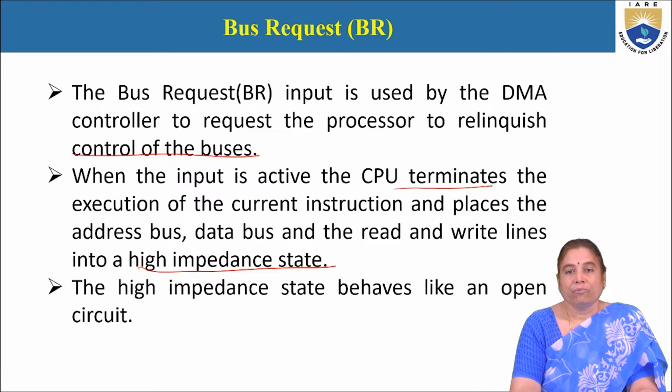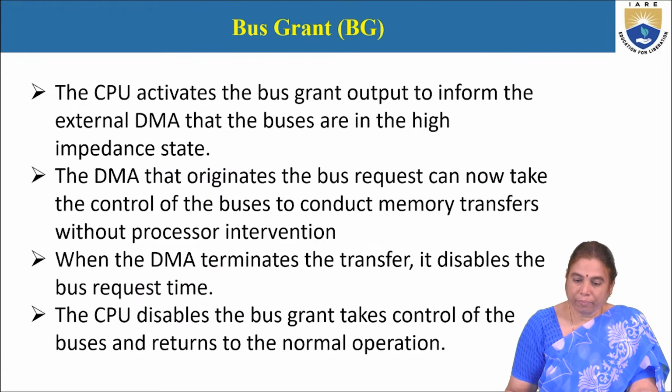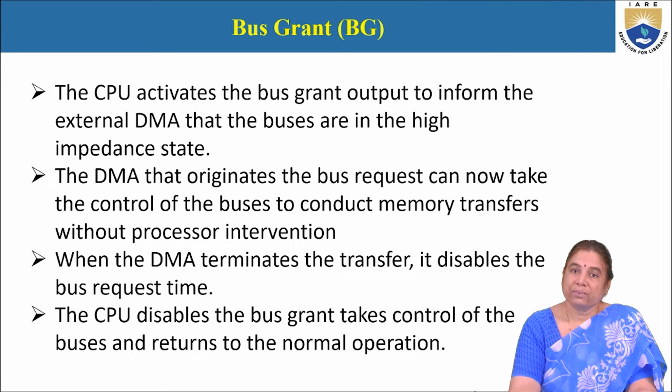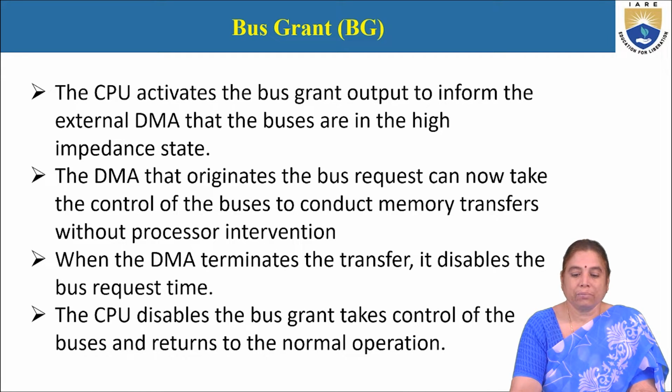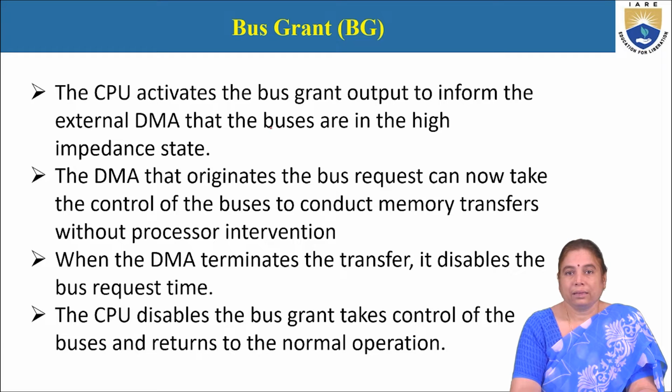So the first control signal used by the DMA controller is the bus request, and the second control signal is the bus grant. The CPU activates the bus grant output to inform the external DMA controller that the buses are in the high impedance state. So it indicates to the DMA controller to perform the direct memory transfer of input output data from peripheral devices to the internal memory.